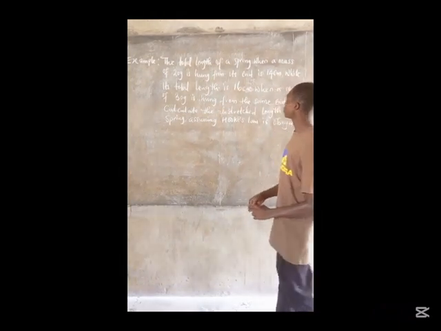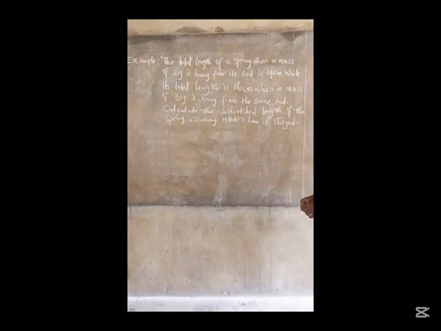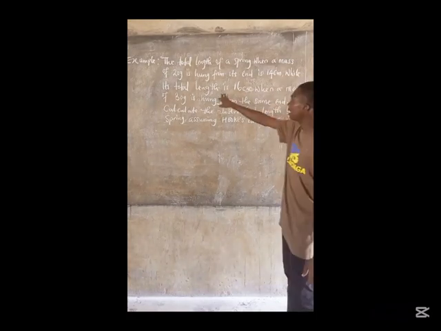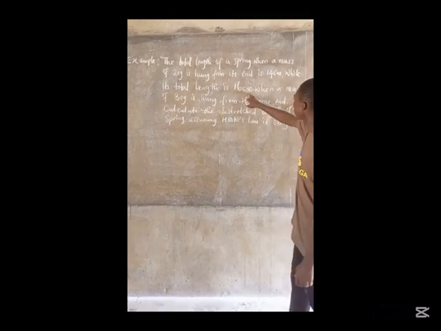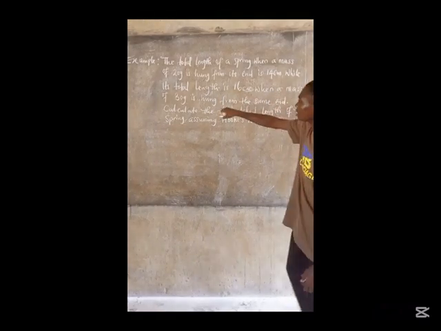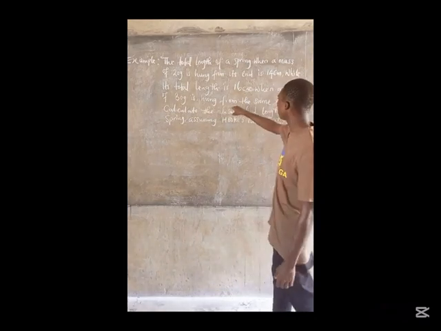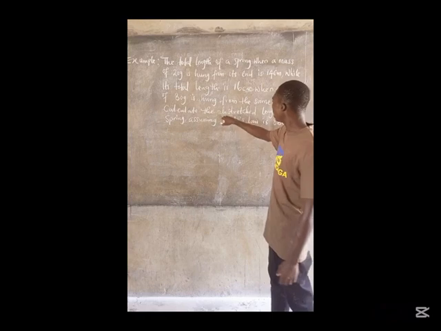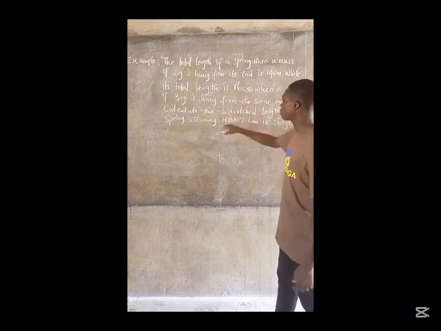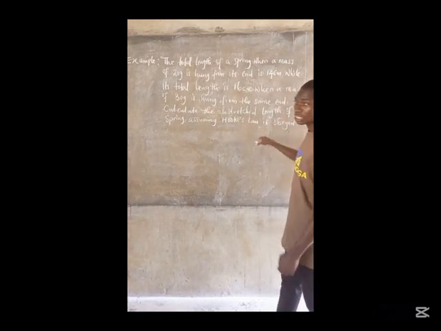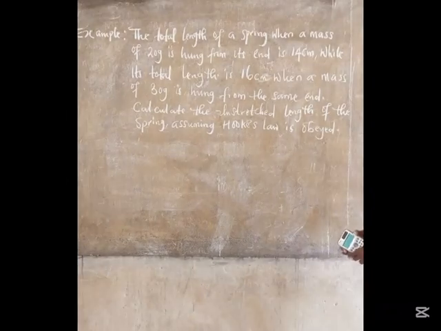The total length of a spring when a mass of 20 grams is on from its end is 14 centimeters, while the total length is 16 centimeters when a mass of 30 grams is on from the same end. Calculate the unstretched length of the spring, assuming Hooke's law is obeyed. So, how are you going to solve this question?